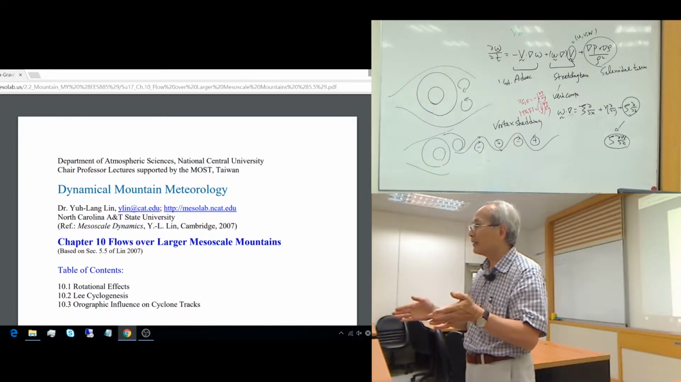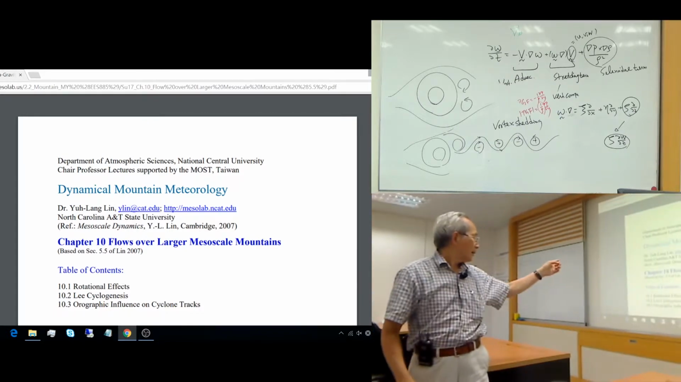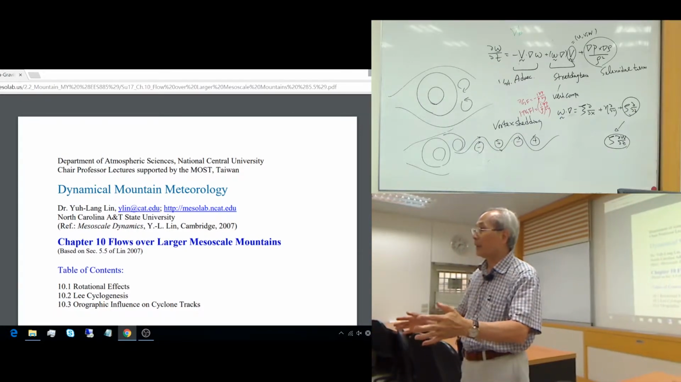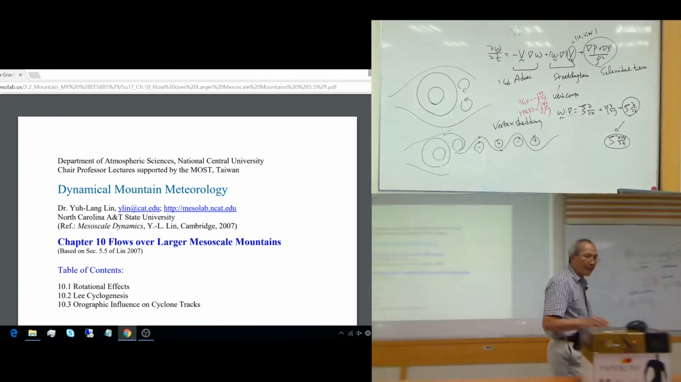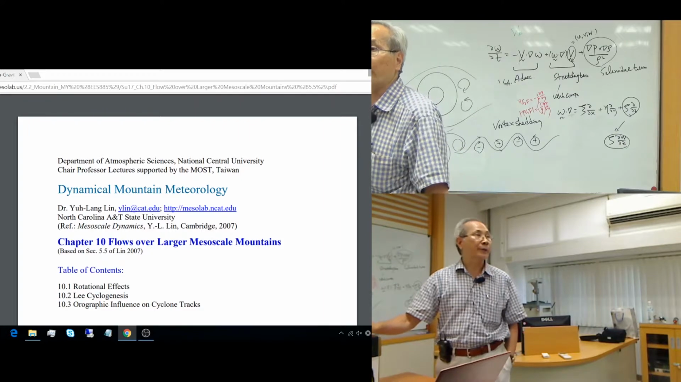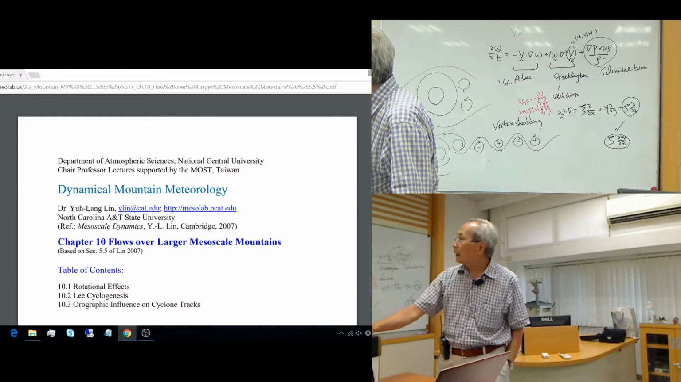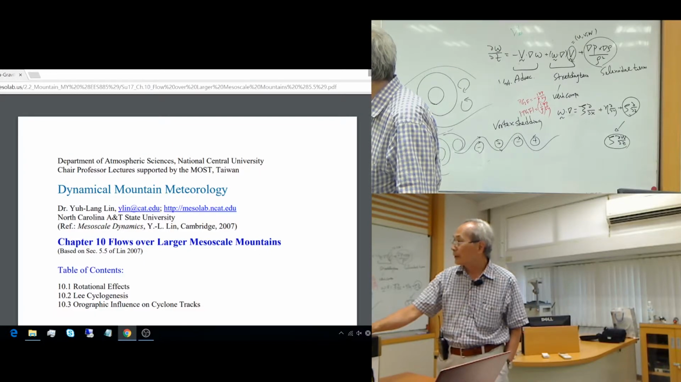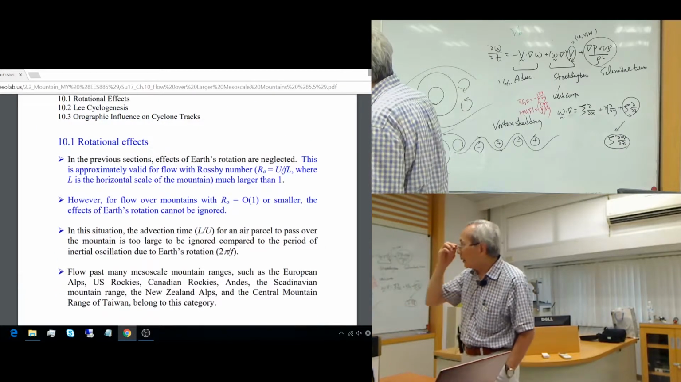non-rotating. So now we add rotation into it, because now we are talking about larger mesoscale mountains. In this case, we cannot ignore the rotational effect. So here we have three parts. One is rotational effects, the second part is cyclogenesis, and then orographic influence on cyclone tracks. The rotational effects.